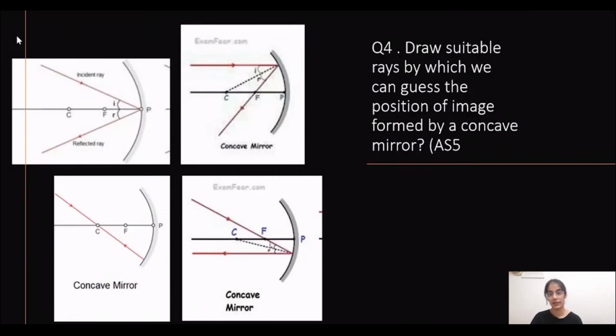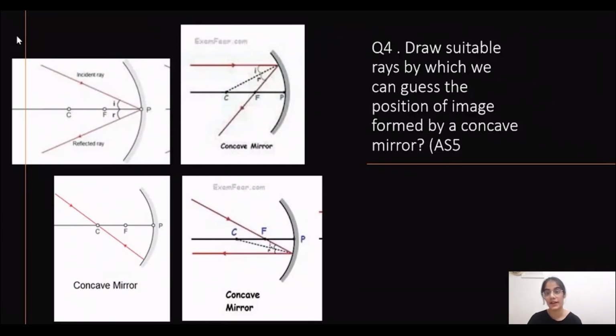Third, if the ray is exactly in the direction of the center of curvature, passes through the center of curvature, then after reflection it will pass through the same direction, or it will go through the same path where it came from. You have to show each diagram one by one. Second, this was the third one, and now the last one.